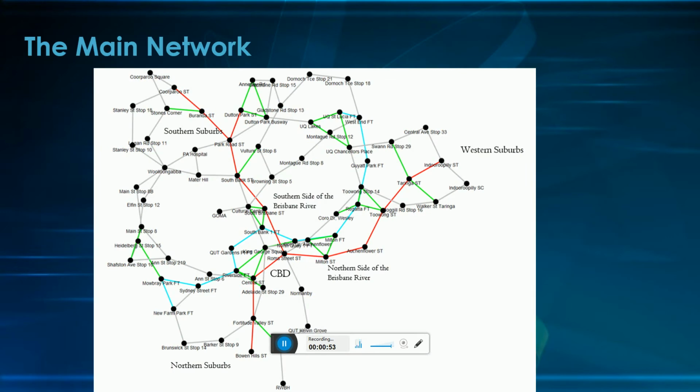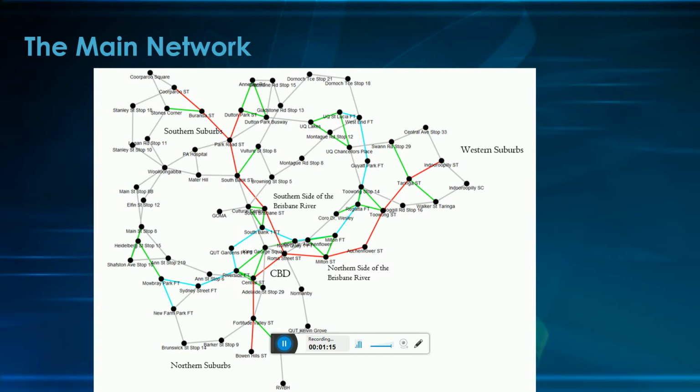The network, when abstracted to a graph, looks like this. We've colored the edges corresponding to the type of transport taken, so blue edges correspond to ferry trips, red edges correspond to train lines, green edges correspond to walking between stops, and grey edges correspond to bus routes.